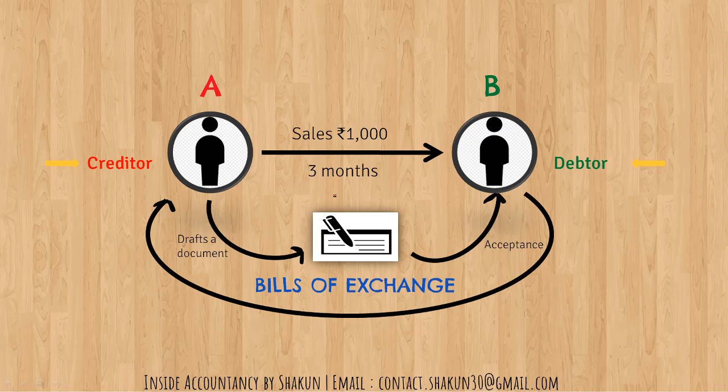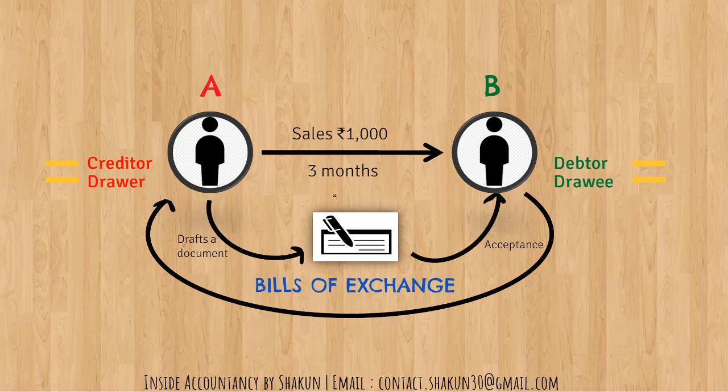Now, this bill of exchange, the person who is drafting it is known as the drawer. The person who is making the bill of exchange is known as the drawer. And the person on whom the bill of exchange is made is known as the drawee. So the person who is the seller, the creditor, is known as the drawer because he drafts the document. And the person who is purchasing the goods, the debtor, is known as the drawee because he is the person who is supposed to make the payment.